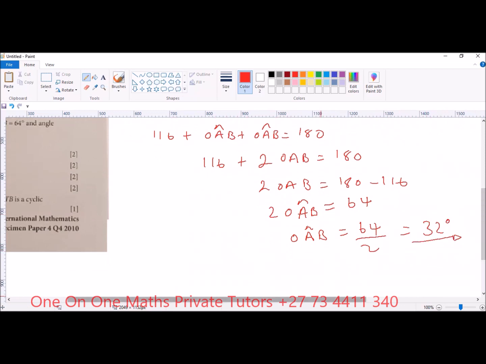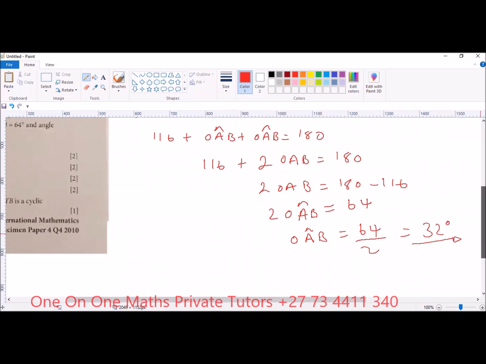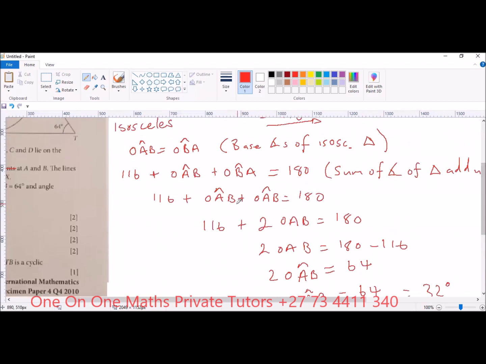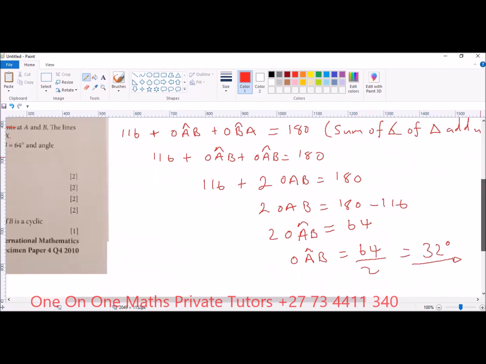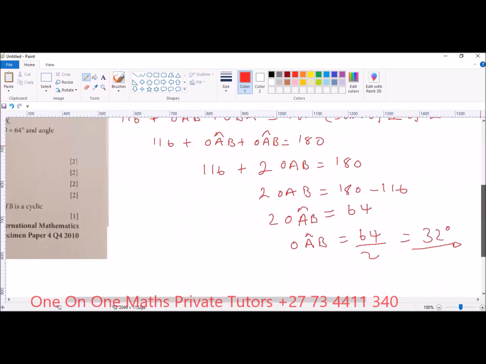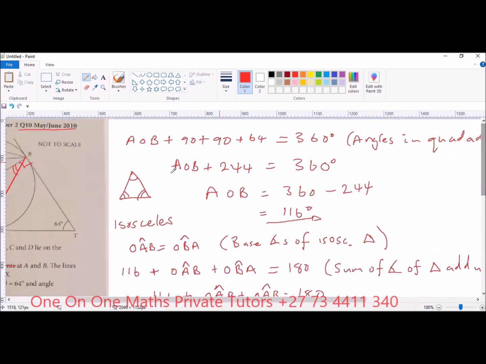That is OAB. So when you make a statement, justify it. Make a statement, justify it. We are using facts to get the other side. So you must know your triangles, know your laws in circle geometry. Okay, let's carry on.